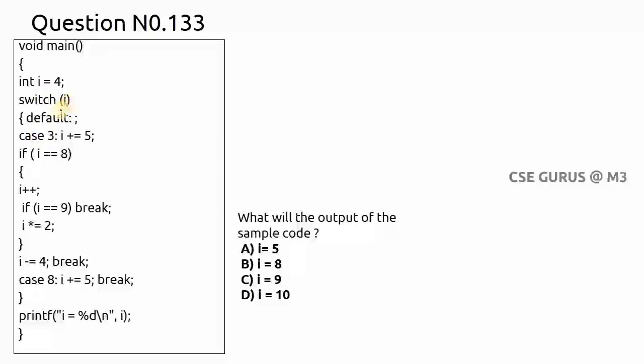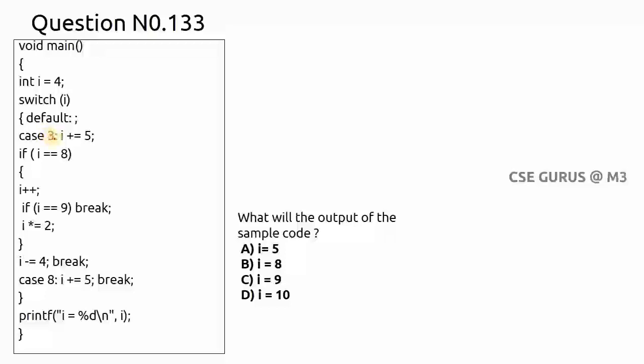So first it will check, is there any case 4? No. So that's why it goes to the default. Anyway, the default is at the starting, so it goes to the default. You may think that after going to case 3, case 8, how will it come to the default, even though it is not a loop? The execution follows the syntax rules.